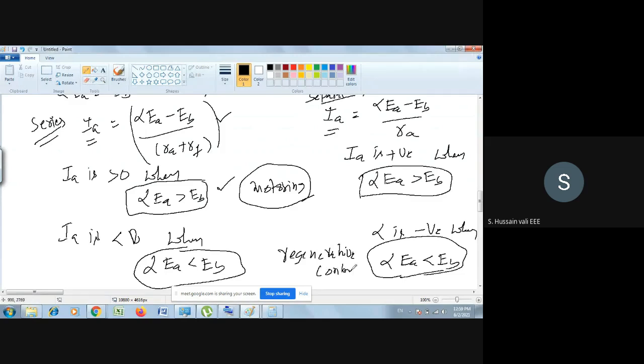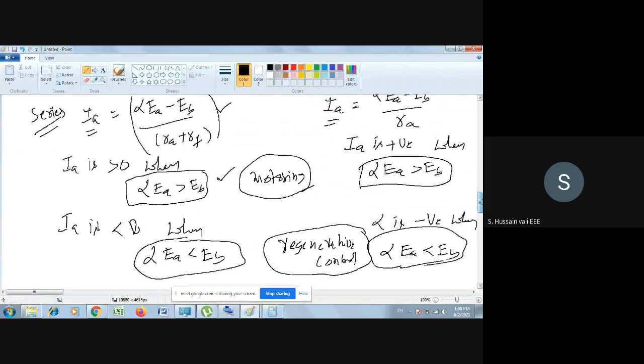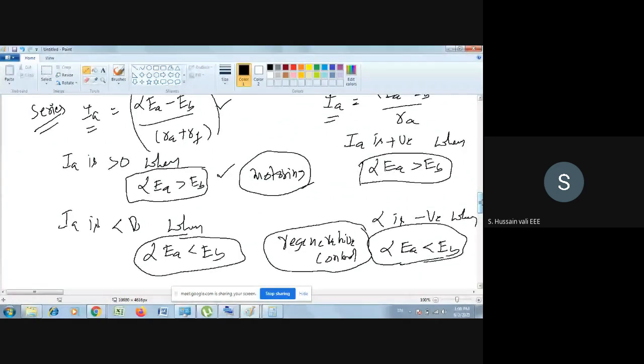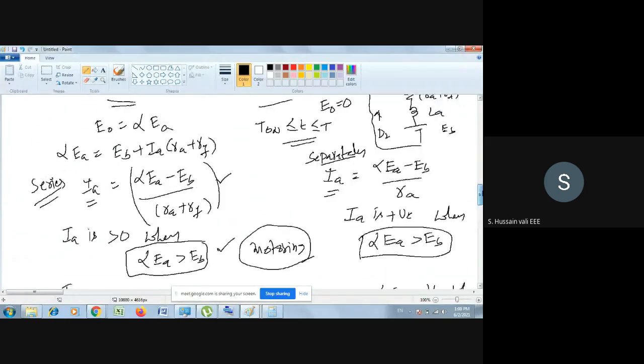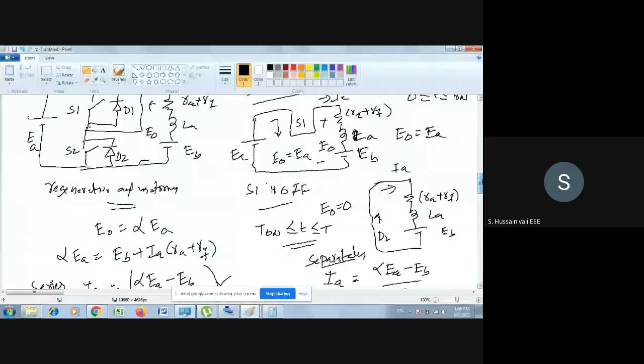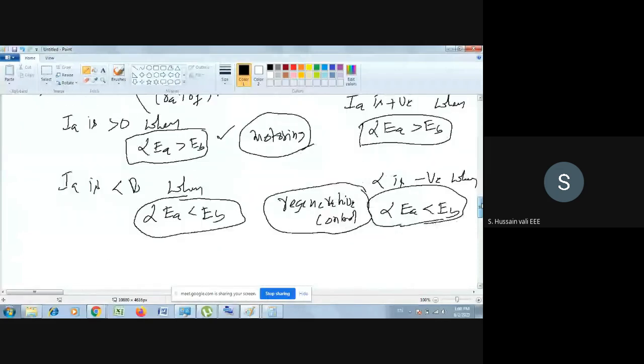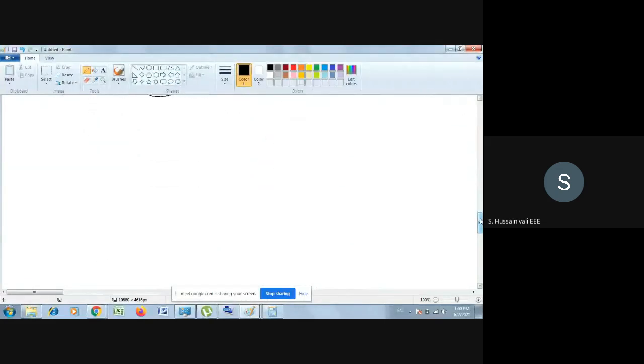Regenerative control. Please recall yourself. Why is it regenerative control? Because alpha gets reversed. Okay, that's second quadrant. It enters into second quadrant. So once we understand this one, then we'll go to dynamic braking control.